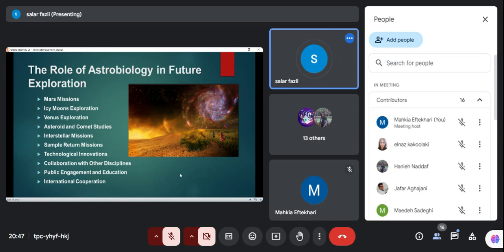Interstellar missions. Although technically challenging, missions aimed at studying exoplanets and even interstellar objects could reveal new insights about life beyond our solar system and the diversity of planetary environments. Projects focusing on returning samples from various bodies like Mars, the Moon, and asteroids are crucial. These samples allow scientists to conduct detailed analysis in laboratories on Earth, enhancing our understanding of potential biosignatures.